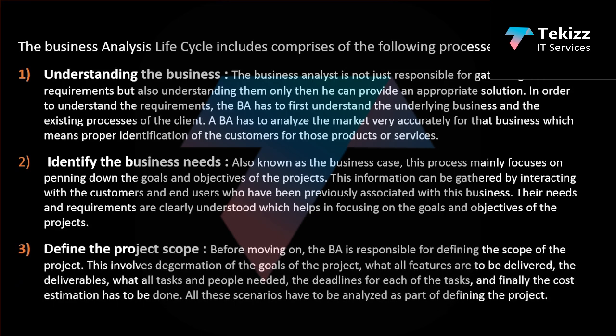Then we have defining the project scope. Before moving on, the BA is responsible for defining the scope of the project. Now this involves determination of the goals of the project, what all features are to be delivered, and the deliverables. What are the tasks and people needed, and the deadlines for each task. And finally, the cost estimation has to be done. Now, all the scenarios have to be analyzed as a part of defining the project.